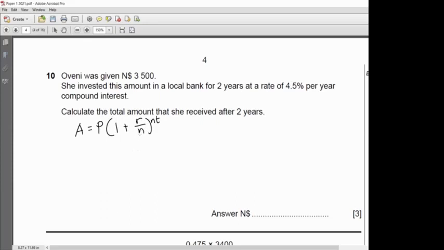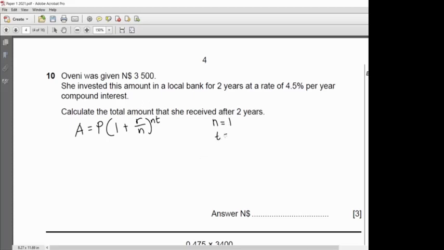Now n, this is the number of times it is compounded in a year. So here it's just compounded once a year, so n will be 1. Sometimes it can happen that it's compounded monthly. So if it's compounded monthly, that means you will receive interest 12 times in a year. If it is compounded semi-annually, that means twice in a year, so your n will be 2. Now this one is just per year, that means our n is going to be equal to 1.